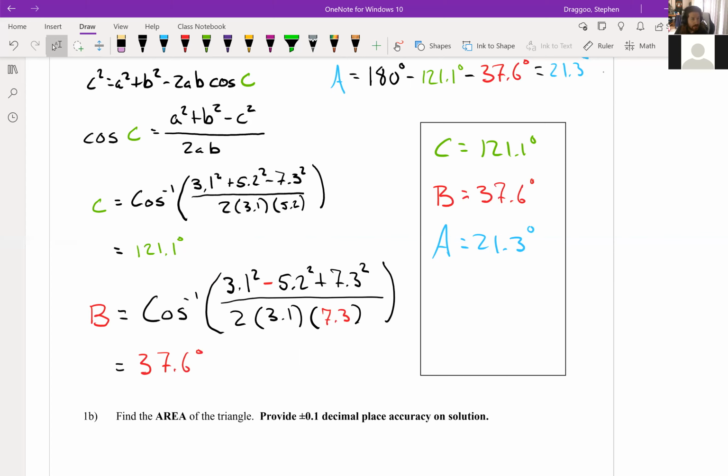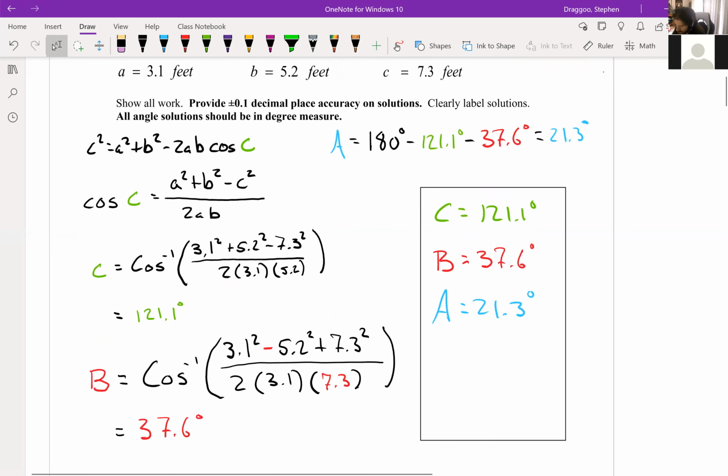I have someone in the chat saying they're getting slightly different answers from what I got. So let me double check what I typed in. 3.1, 5.2, 7.3. Did I write down all the numbers right? I did.